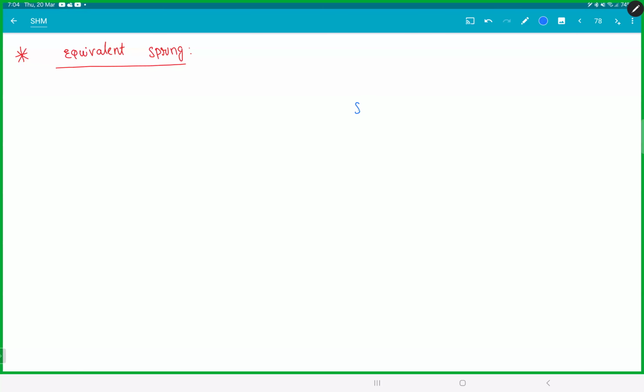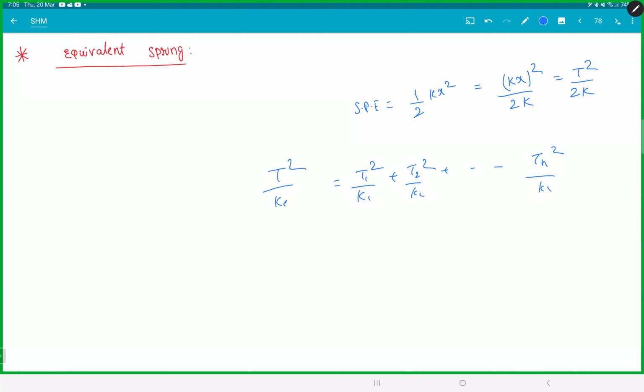Now we know the spring potential energy is given by half kx squared. Can I write this as (kx) whole squared by 2k? And what is kx? kx is nothing but the tension, so the energy is T squared by 2k, where T is the tension in the spring. So if there are n springs, then the energy T1 squared by K1, T2 squared by K2, and so on till Tn squared by Kn must be equal to the energy in one single spring, which is T squared by K equivalent.